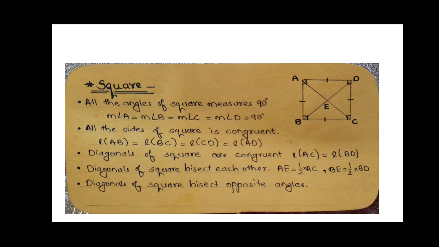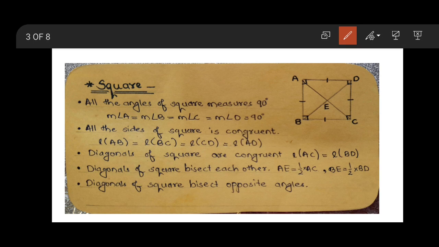So let's see the properties of square first. Here you can see in the figure. The important properties of square are: the sides of a square are congruent. All the sides of a square are congruent. Here in the figure, side AB will be equal to side BC, side CD and side AD. All four sides measure equally. The second property of square says all the angles of a square measure 90 degrees. Angle A, angle B, angle C and angle D, all of them measure 90 degrees.